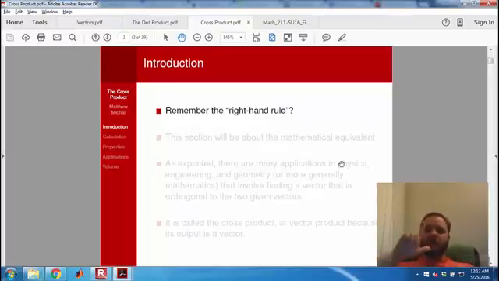I take the vector, which is my pointer. I take another vector, which is the rest of my fingers. Well, let U be my finger. Let V be the rest of my fingers, and let my cross product be my thumb. The cross product is the mathematical equivalent of the right-hand rule.